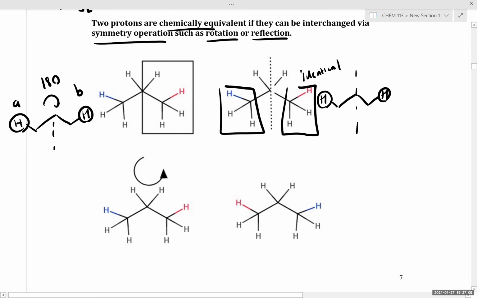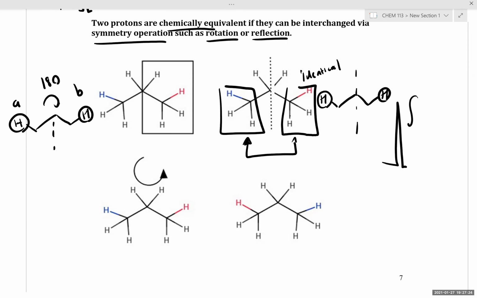Building off this idea, these two sets of protons are identical. So we'd see one signal that integrates for how many protons? How many protons would be in this signal for these two methyl groups? 6. We have two groups of 3, so 2 times 3 gives us 6. Does everyone see the 6 protons?